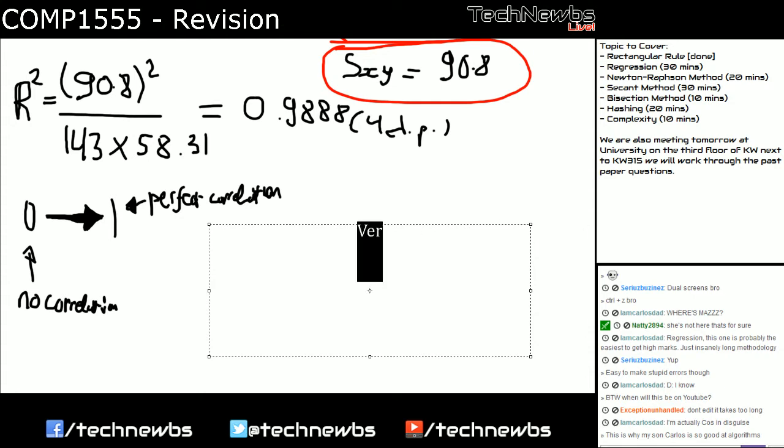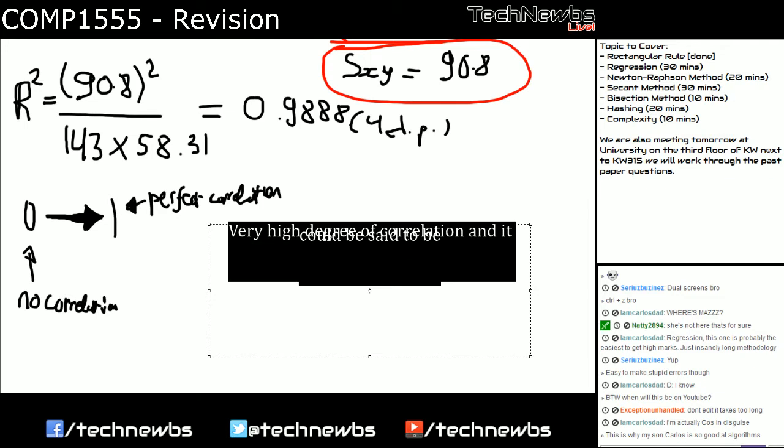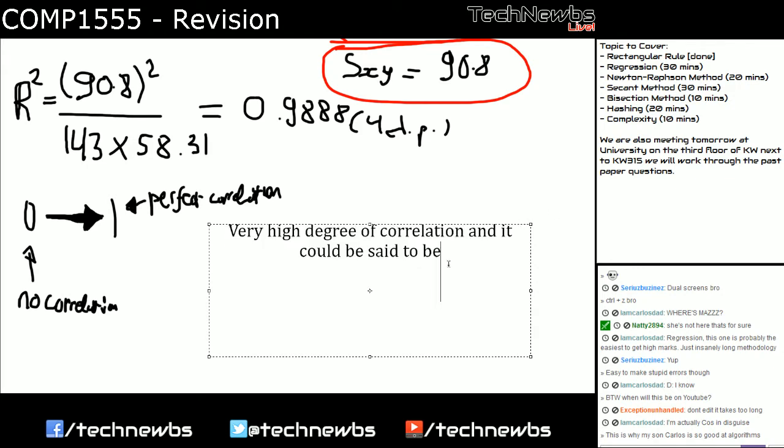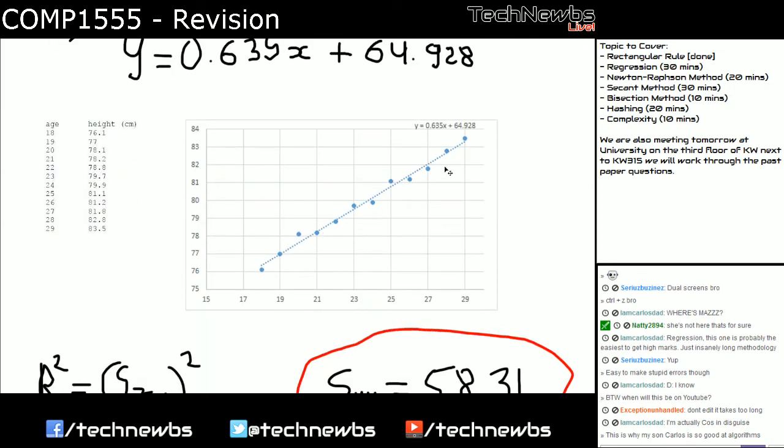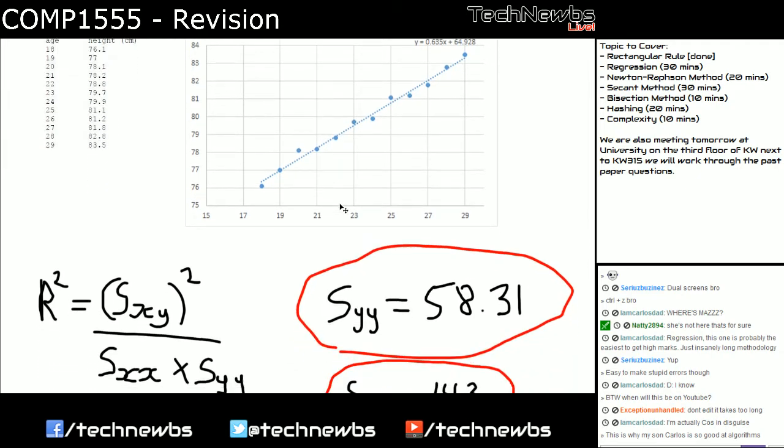So it's a very high degree of correlation, and it could be said to follow a linear trend. This is really hard to type. I'm just copying what we said, kind of. But if you look at the graph, you can see the dots almost touch the line. That means it will follow linear. So yeah, that's basically what it does.